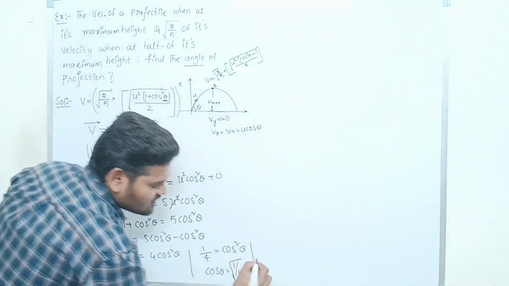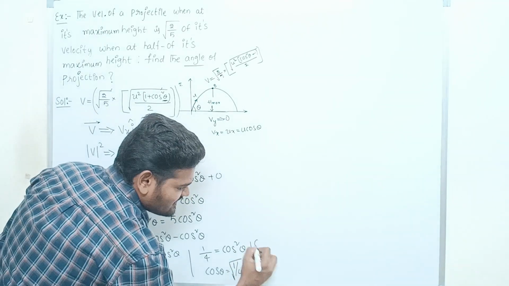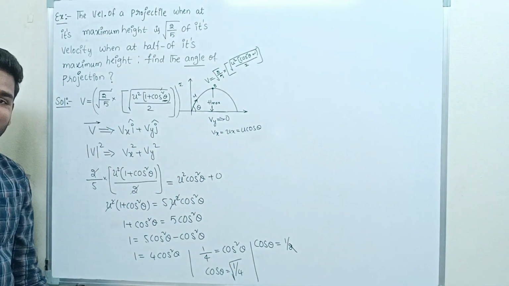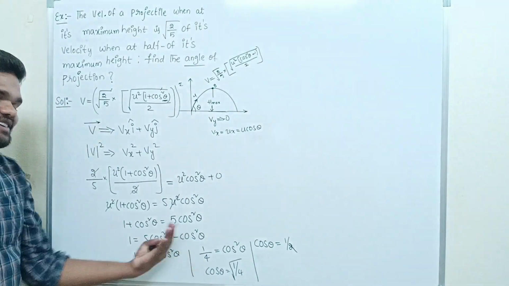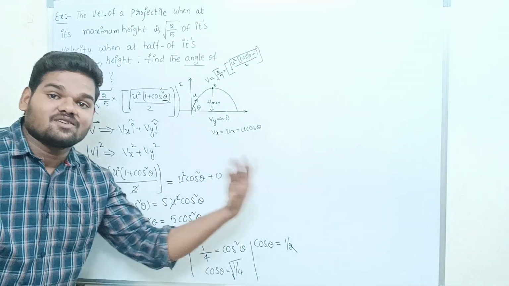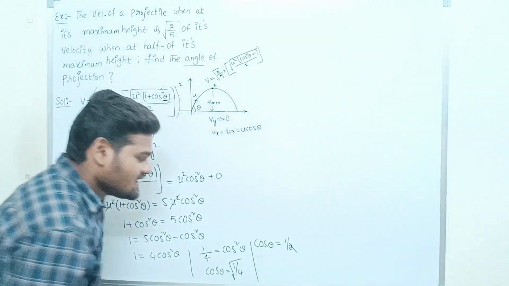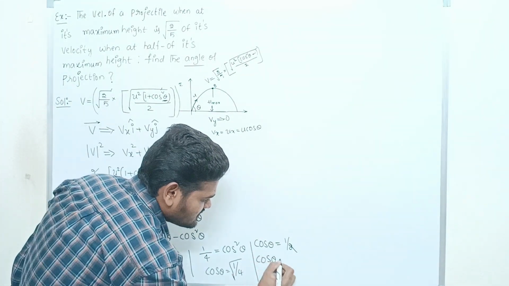So root 1 by 4 value becomes how much? So cos theta is equals to 1 by 2. Are you getting? Simple mathematics. So square root to that side, sending this term to that side, that term to this side, all these things, mathematics. What we have to do? Nothing, we just have to do the solution.